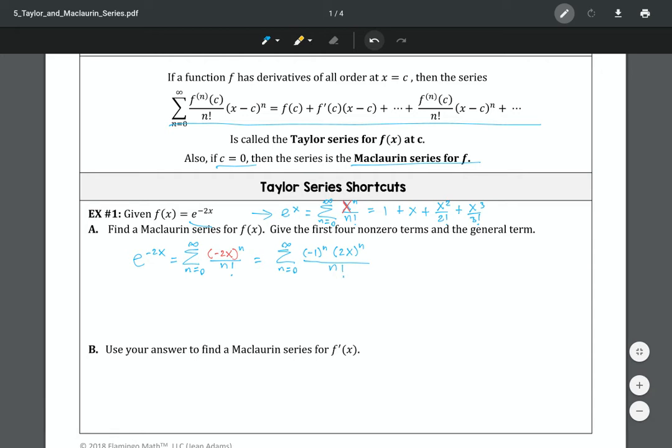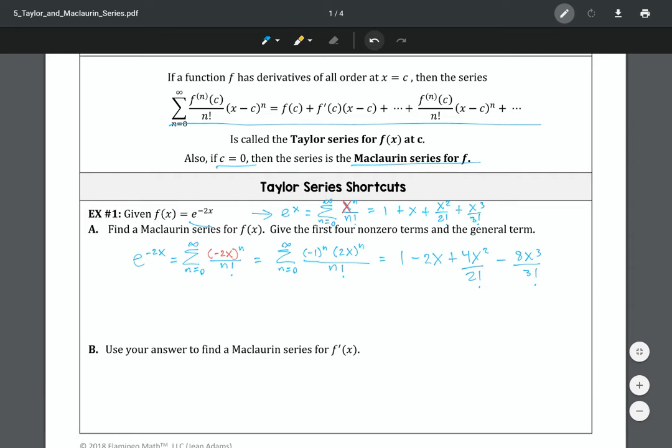And then now they want us to give them the first 4 non-zero terms, and then the general term. Well, the general term is basically going to be the same, but let's just write it anyway. Now what we have here, we're going to plug in a 0 for n, and that's going to give us a 1. The next one is going to give us a negative 2x, and the next one is going to give us 4x squared over 2 factorial, minus 8x cubed over 3 factorial. So that's all they want from us.